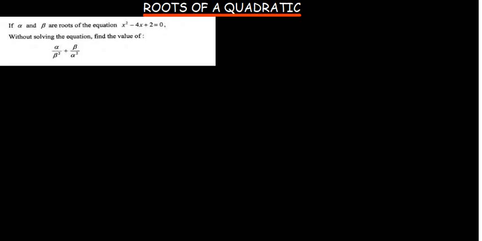If alpha and beta are the roots of the equation x squared minus 4x plus 2 is equal to 0, without solving the equation, find the value of alpha over beta squared plus beta over alpha squared.